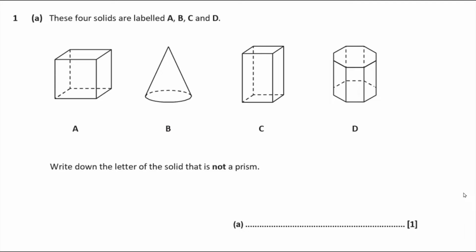Okay, well, a prism is just a shape which has got a uniform cross section, so it's the same all the way through. So this one is clearly a prism because it's got a hexagonal top and a hexagonal bottom that matches, and it's the same all the way through. But you could say the same thing about the cuboid, and you could say the same thing about the cube actually. The only one that isn't like that is the cone, because it's got a tip here which is a point and then a circle at the bottom, so it doesn't match. Okay, so B is the one that is not a prism.